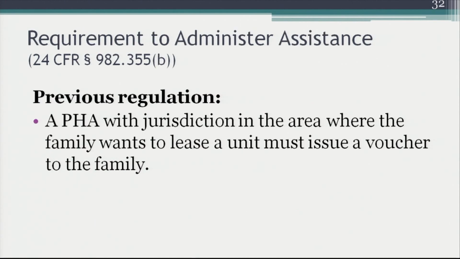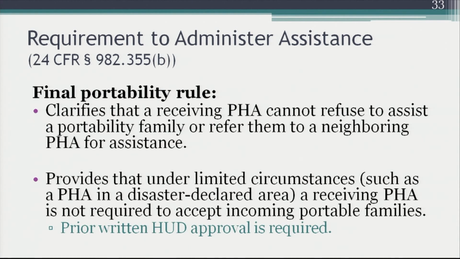Requirement to administer assistance. Under previous regulation, a PHA with jurisdiction in the area where the family wants to lease a unit, the receiving PHA, must issue a voucher to the family. Now we provide some clarity to this particular point. The final portability rule clarifies that a receiving PHA cannot refuse to assist a portability family or refer them to a neighboring PHA for assistance.